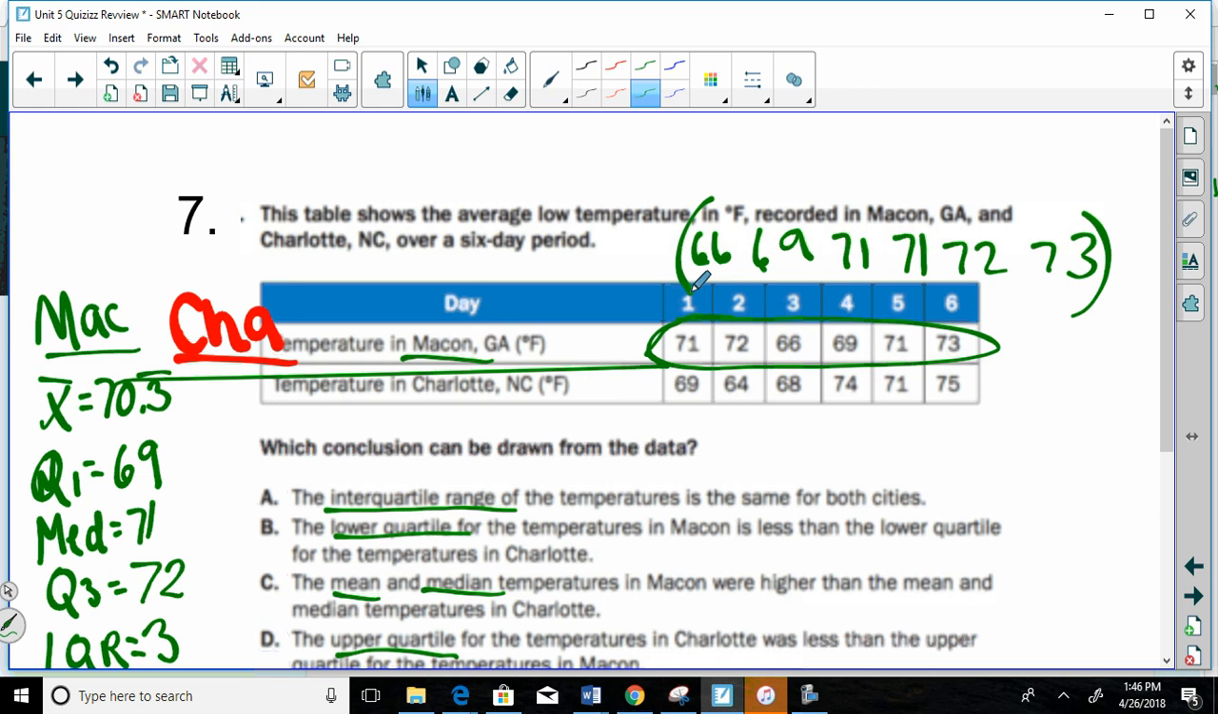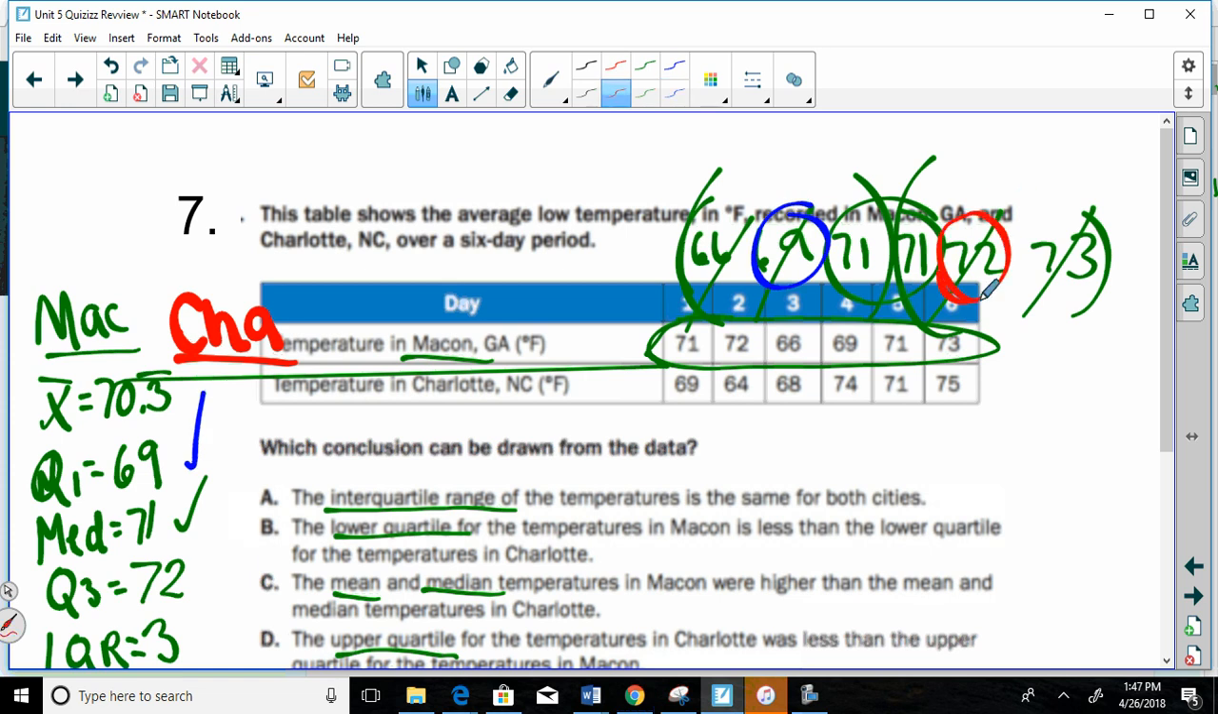So when you typed it into your calculator, you went to stat, edit, and you put all these in L1. Or you could do it by hand and put them all in order. Remember the cross out thing? So I'm like, okay, the middle of 71 and 71 is what? 71. Then you break them up into two groups. What's the middle one here? 69, which is your Q1. What's the middle one here? Which is your Q3. And then mean, you add them all up, divide by how many numbers. IQR is this one minus that one.